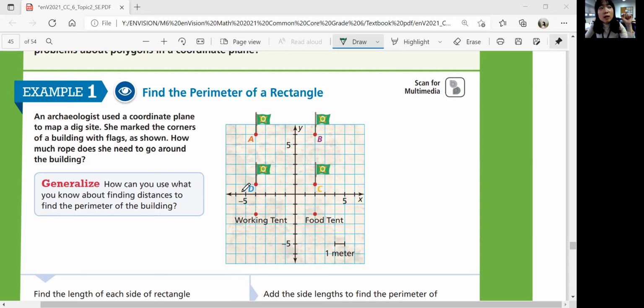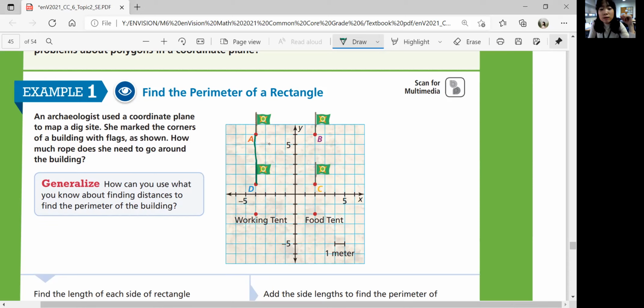So we got 4 points A, B, C, D, and then we got working tent, food tent, right? You need to go around the building, which means you're not going to include the working tent, food tent. It's just the location of the tents, right? That means what do you need to get? The perimeter of this polygon, right? So we're going to do the same thing as we did in our previous example. How can you use what you know about finding distances from last lesson to find the perimeter of the building? You find the distance between 2 points. That could be one side, right?